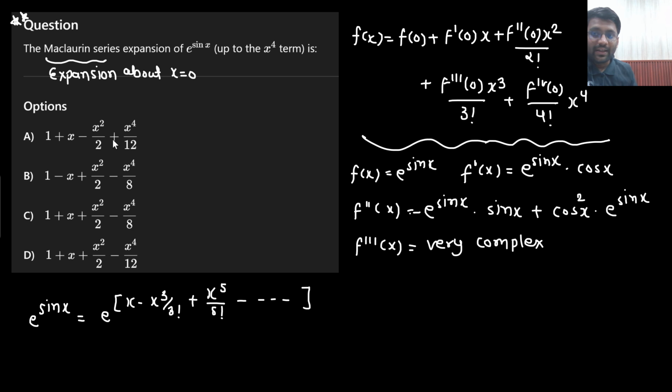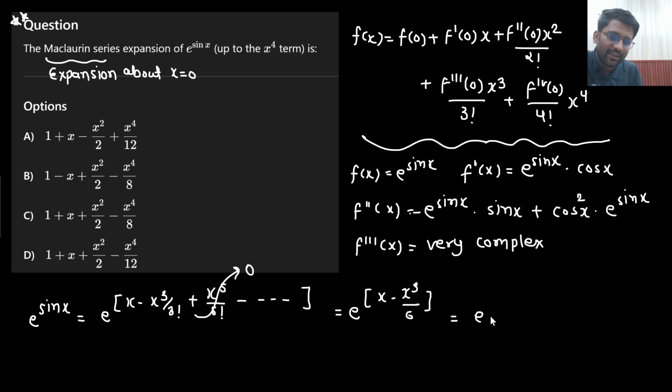Just let me know one thing. Here maximum power is x to the power 4. That means x to the power 5 will not be used. So ignore this. So basically I am replacing sin x with x minus x to the power 3 divided by 3 factorial, that is 6. So I have replaced this expression as e to the power x minus x cube by 6, and it could be written as e to the power x multiply with e to the power minus x cube by 6. This is how it could be written.